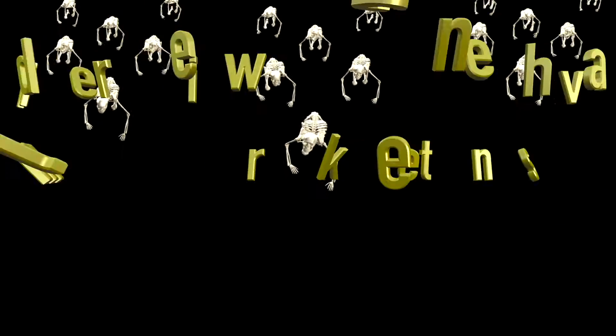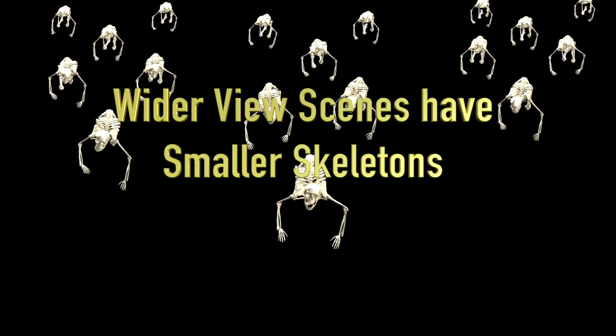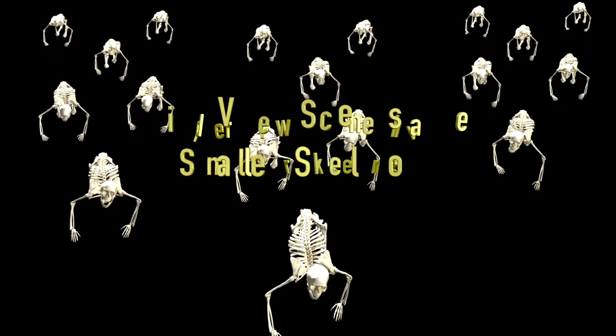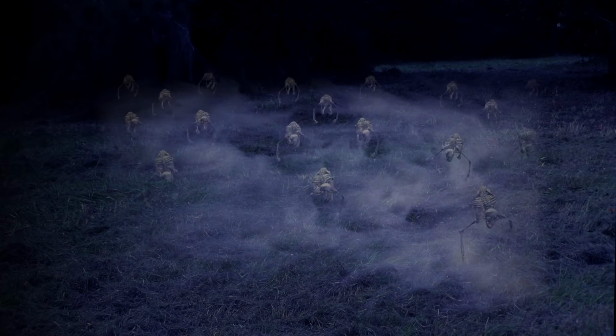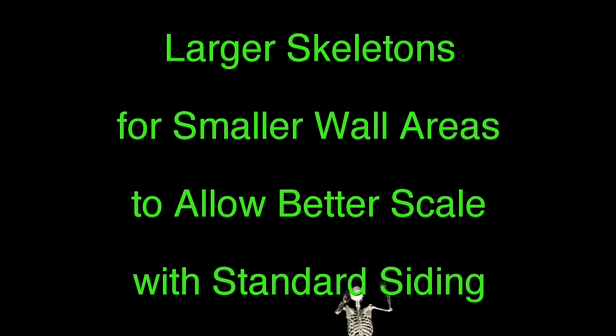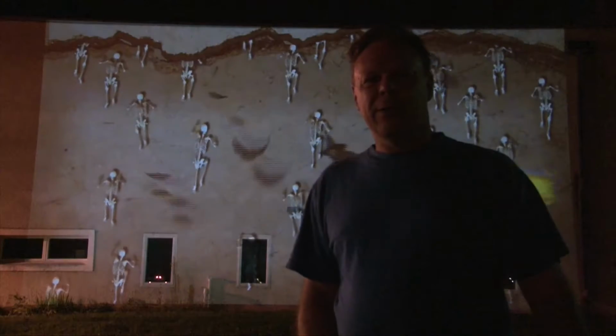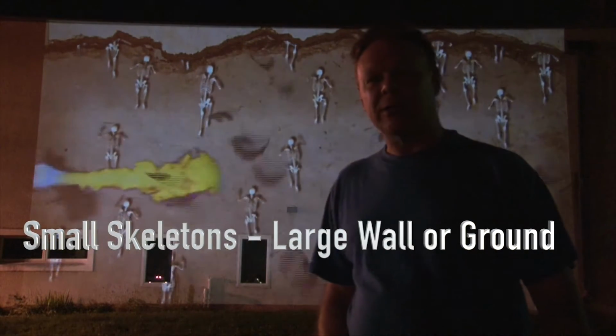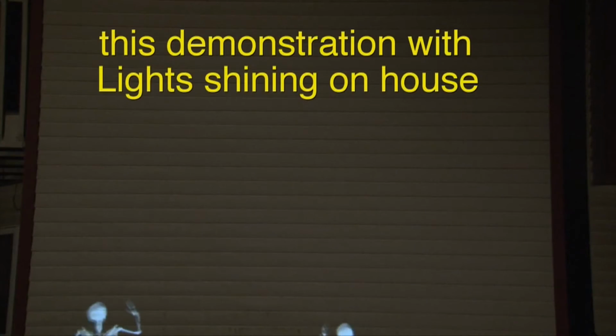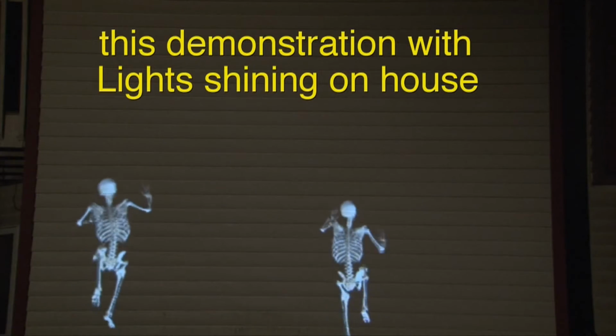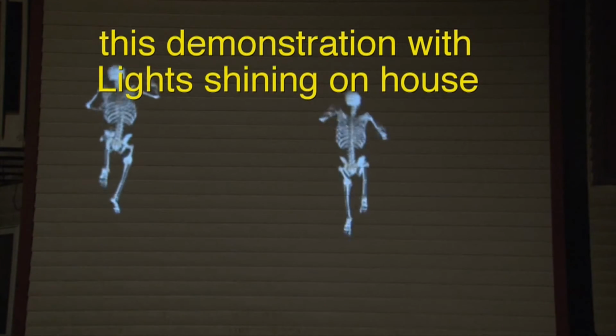In this visual effects series, the effects scenes for the largest projection contain the smallest size skeletons and more of them. The smallest image contains the largest skeletons, and not as many. This is because when the large image effect is used on a very large wall, the skeletons will be life-sized. And the same is true with the large skeletons projected on a small area, such as the side of a house.